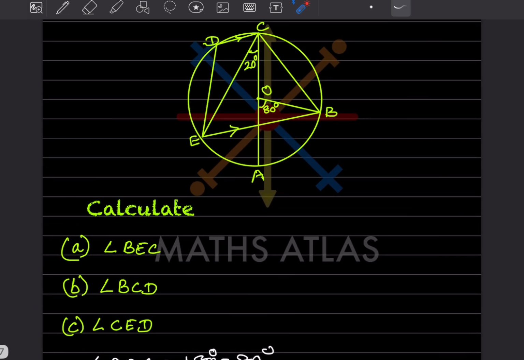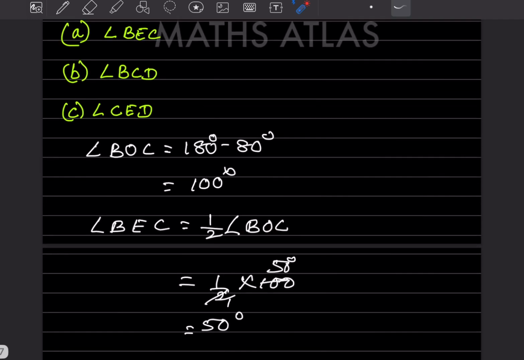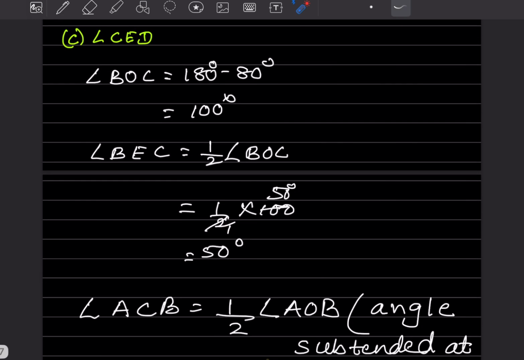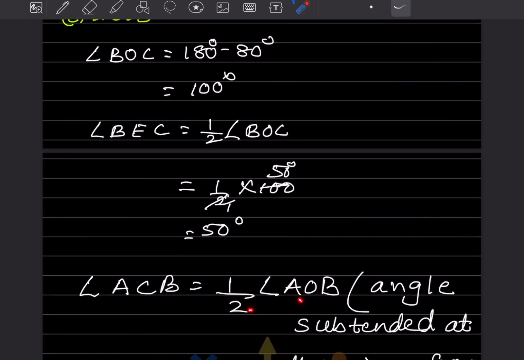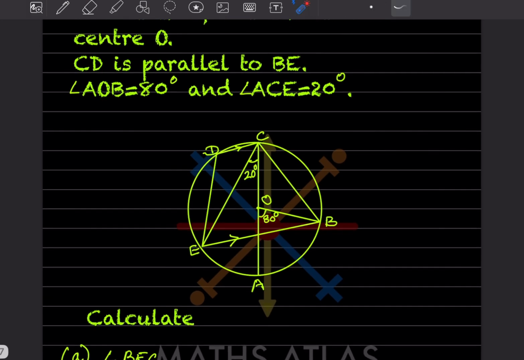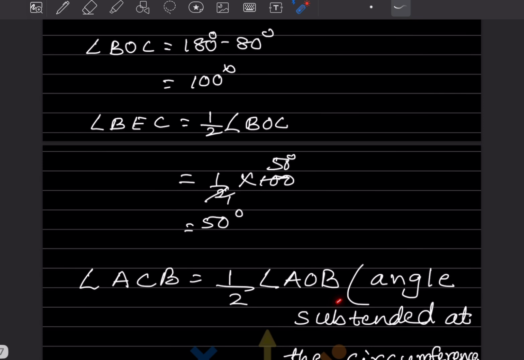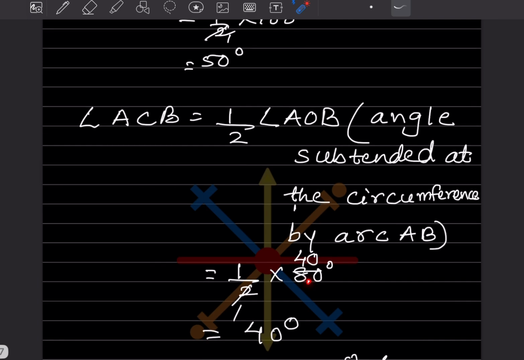So now BEC, we want BEC, which will be half of angle BOC. So we got this BOC is 100. So half of this 100, which is going to be 50 degree. So this is done. Now we will go for the ACB first. So ACB is equal to half of angle AOB. So AOB, we have this one as 80 degree. Because why? That is angle subtended at the circumference. So half of this 80, that is going to be 40 degrees.